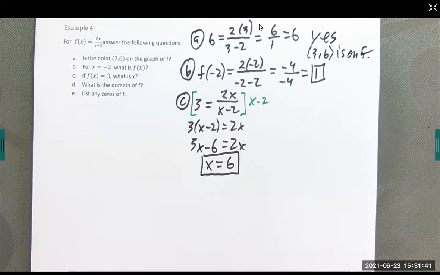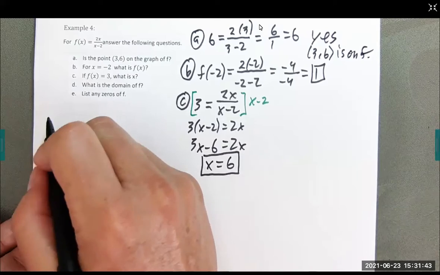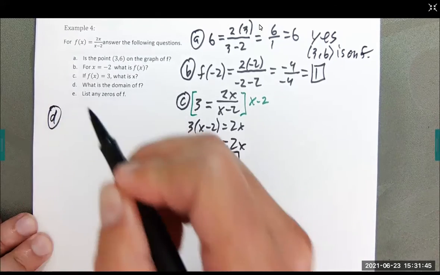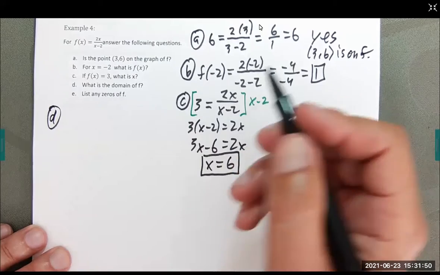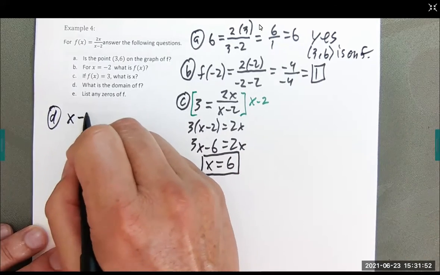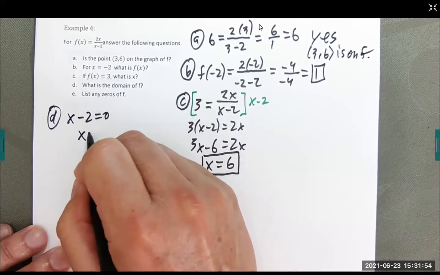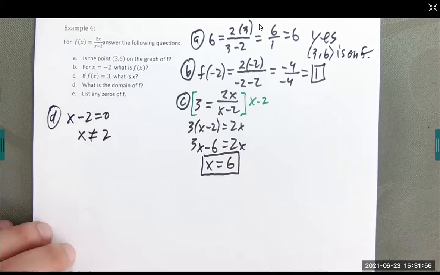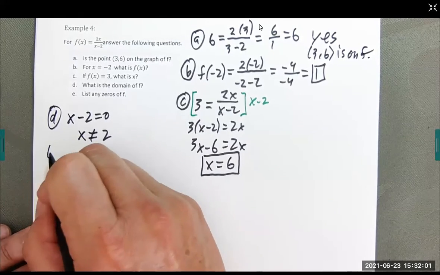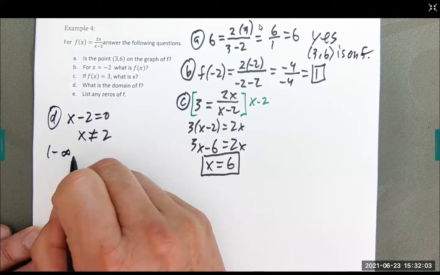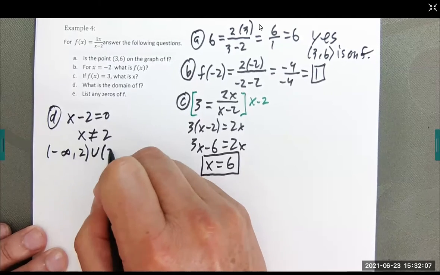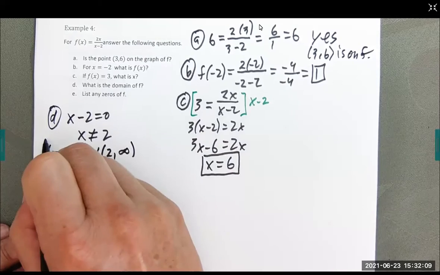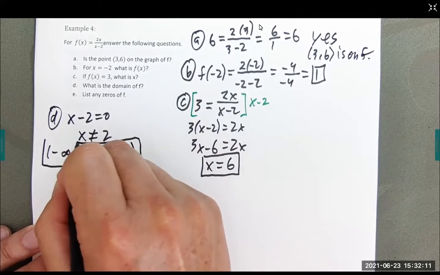All right, part D. Let's go over here. What is the domain of f? The only place we have a problem is when the denominator equals 0. So x cannot equal 2. If x equals 2, I'm dividing by 0. So the way we write that in interval notation is we go -infinity to 2, union with 2 off to infinity. This is the domain.